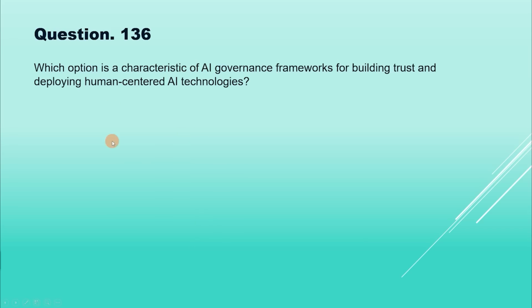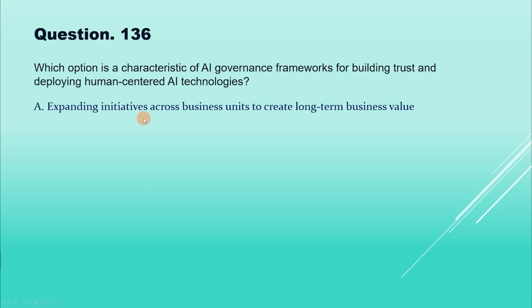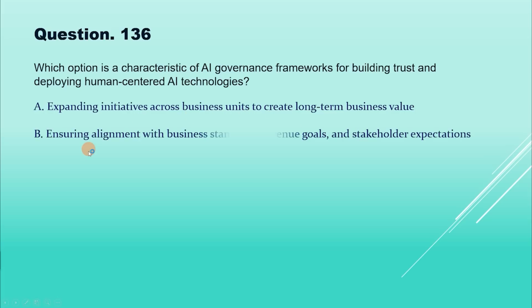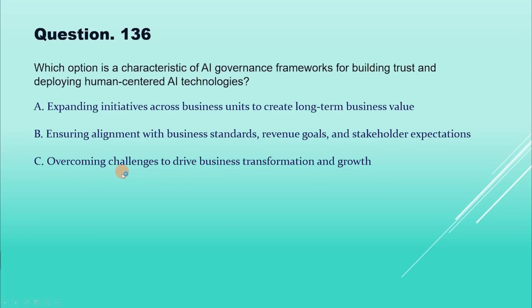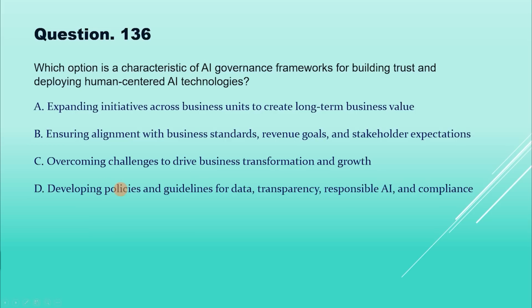Now question number 136. Which option is characteristic of an AI governance framework for building trust and deploying human-centered AI technologies? Option A, expanding initiative across business unit to create long-term business value. Option B, ensuring alignment with business standard, revenue goals and stakeholder expectations. Option C, overcoming challenges to drive business transformation and growth. Option D, developing policies and guidelines for data transparency, responsible AI and compliance. So these are the options. Take your time to guess the correct one.